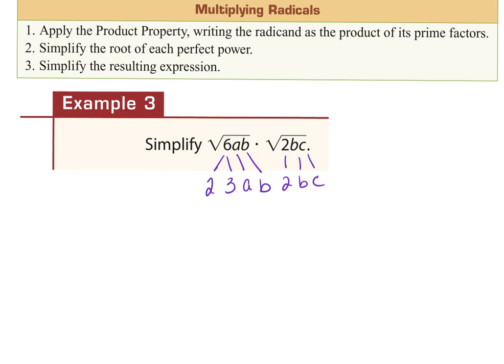If I look at what pairs up, 2 and 2 will pair up. I also have a b and a b that will pair up. I have things that are not pairing. 3 will not pair with anything. A will not pair with anything. And C will not pair with anything. And so if I look at all of my primes of all of them, then I don't have to actually worry about doing anything else.